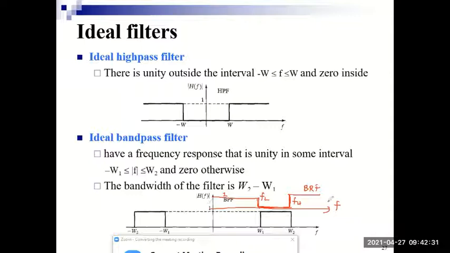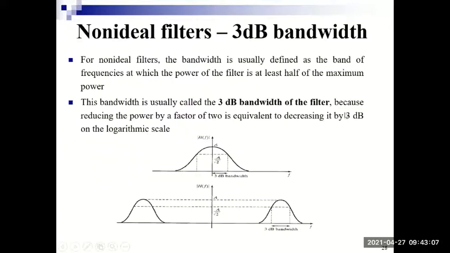I have shown it only on the positive side of the frequency spectrum. The same thing can be represented on the negative side also, as its mirror image. But as I told you, we haven't considered the band reject filter because we don't use it much in communication. The two commonly used filters in communication are the low pass filter and the band pass filter.